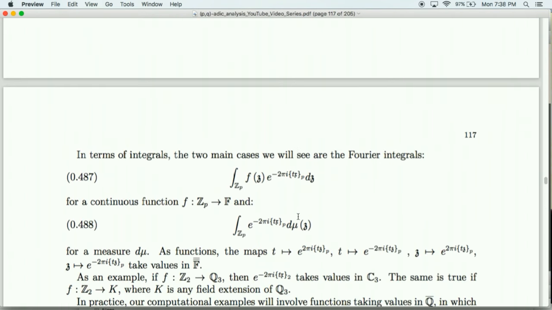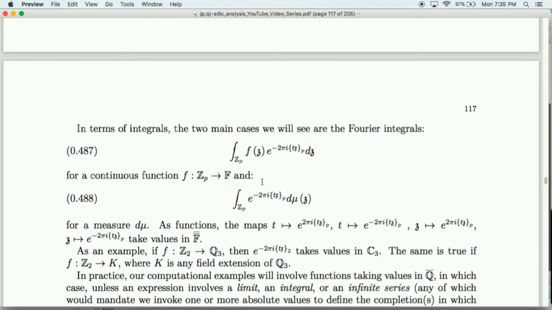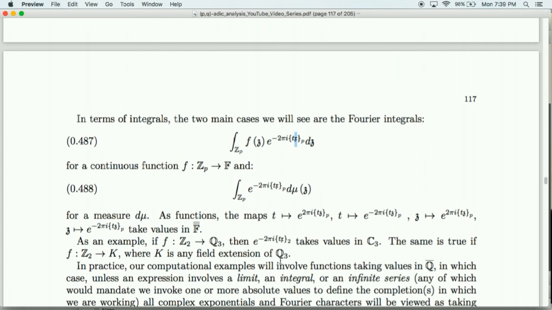So, in terms of integrals, the two main cases we will be seeing are this Fourier integral, the integral over Z_p of f of z times e to the negative 2 pi i t z, dz, for a continuous function f, and the integral of a measure, d mu. As functions, these complex exponentials are going to be taking values in the algebraic closure of the target field. As an example, if f is a function from the 2-adics to the 3-adics, then the complex exponentials will be taking values in the 3-adic complex numbers. The same is true if f takes values in K, where K is any extension of Q_3.